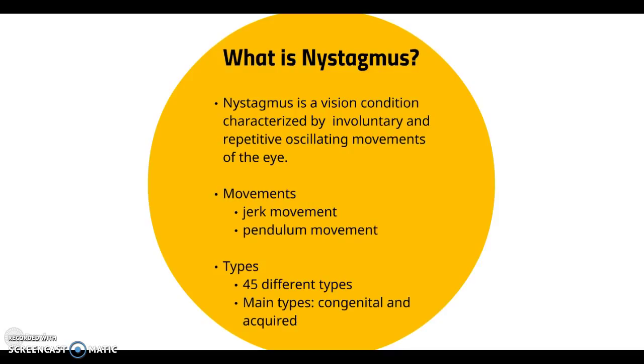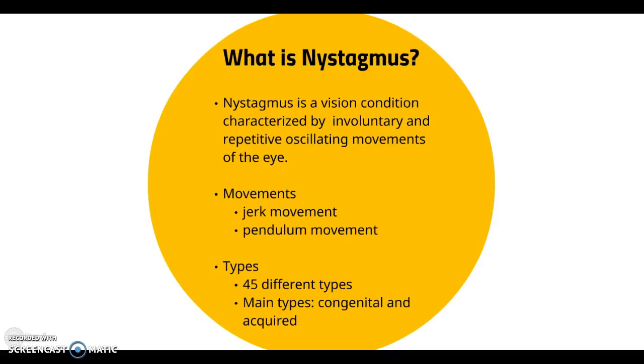Nystagmus is a vision condition characterized by involuntary and repetitive oscillating movements of the eye. There are two main movement types. The first is a jerk type of movement where the eyes slowly move in one direction and then quickly jerk back in the opposite direction. The other type of movement is a pendulum movement where the eyes swing back and forth at the same speed.